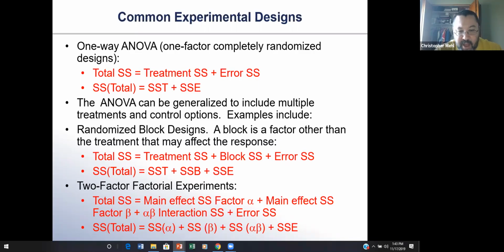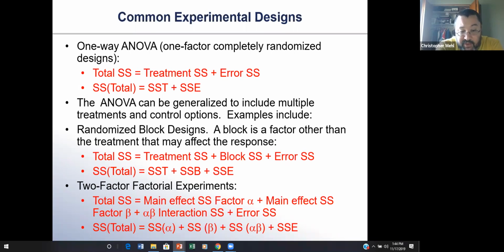Now, in the randomized block design setup, your total sum of squares is your treatment sum of squares plus the block sum of squares plus your error. All right, so that SSB, we've basically pulled that away from the error. We're accounting for it separately. That's going to reduce the SSE. It's not going to affect the treatment sum of squares, but it's going to reduce the error sum of squares, and that's going to make the treatment relatively easier to see, relatively more significant.